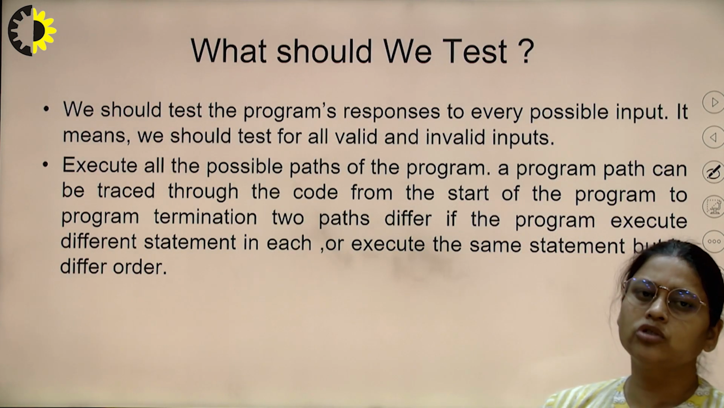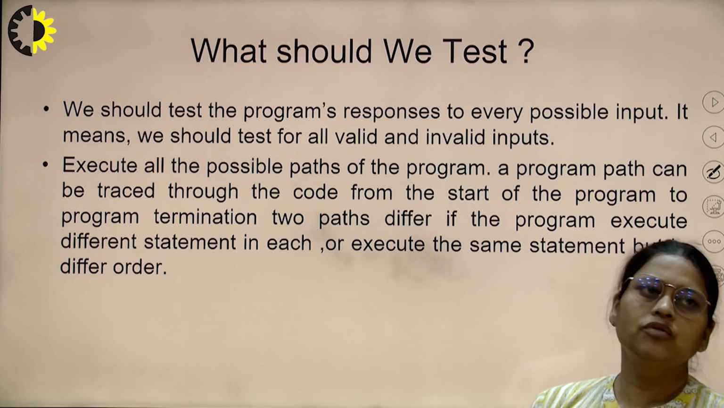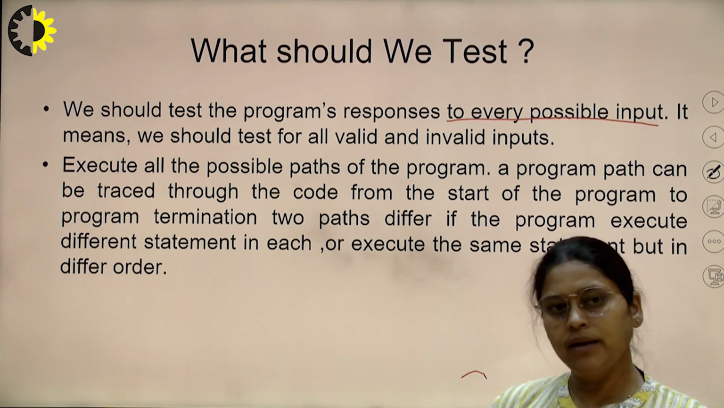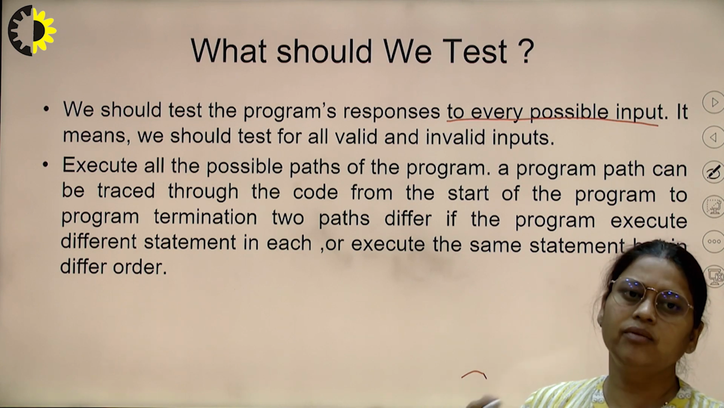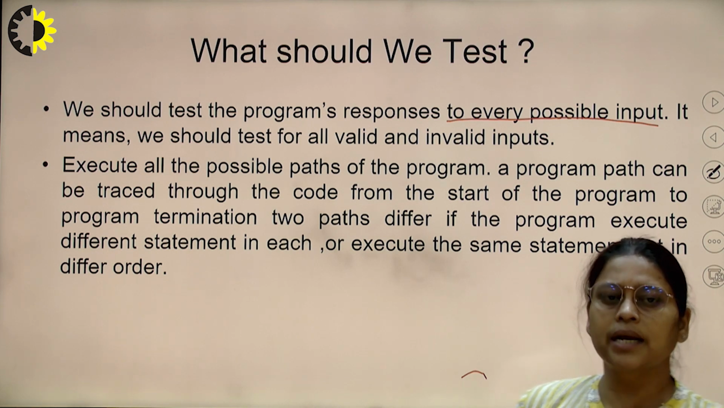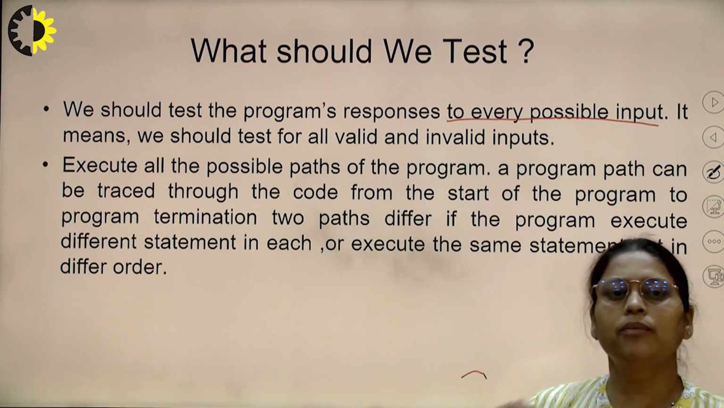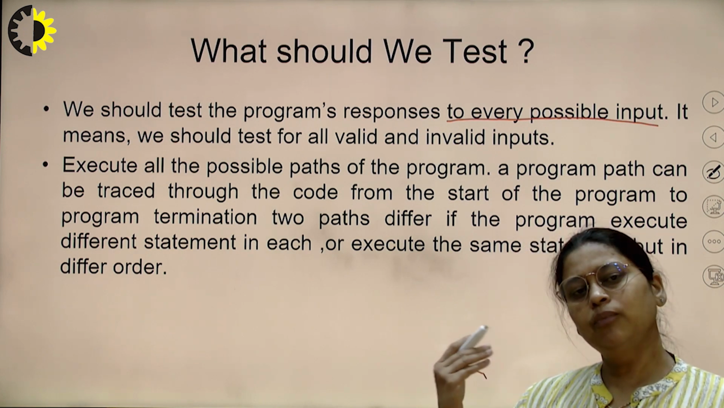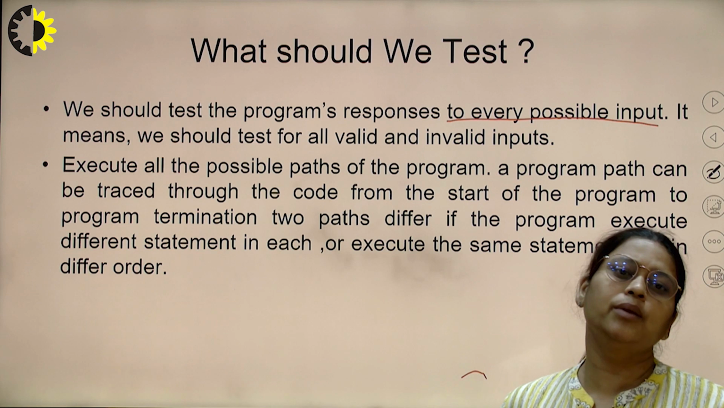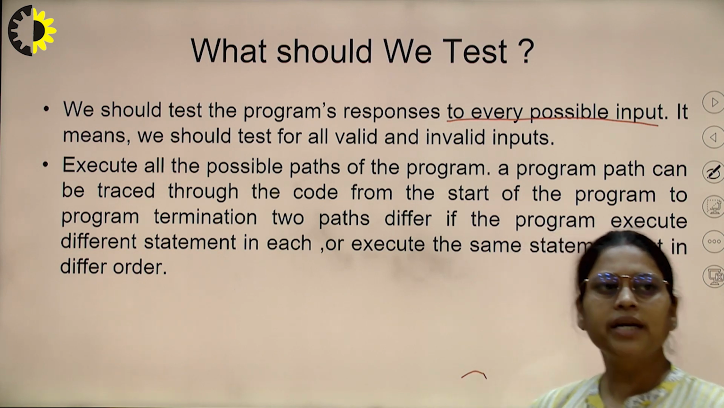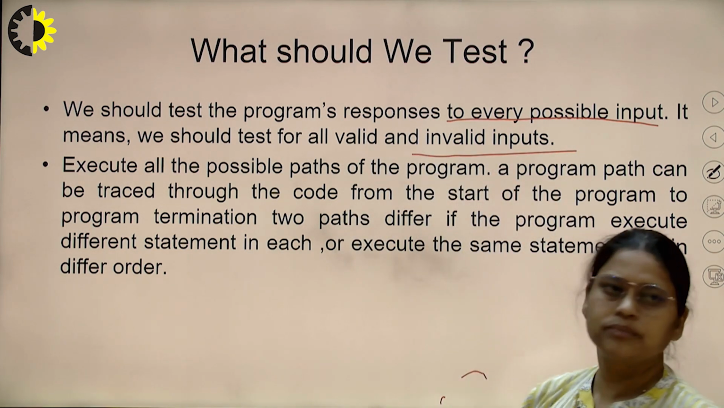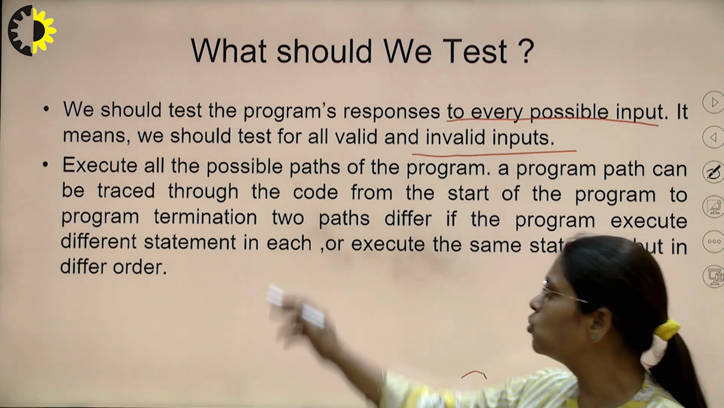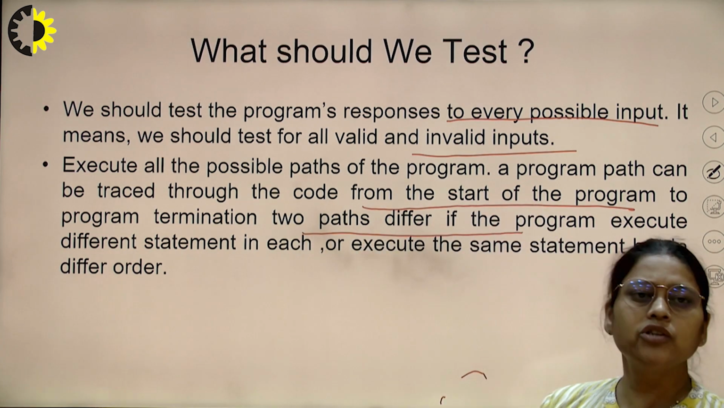What should we test? We should test the program's response to every possible input. When we start testing, we perform various types of testing strategy. One criterion is that we give some input into the system and then check the output corresponding to that input. We have to check the software at each and every possible input value, so we should test for all valid and invalid inputs. We also have to execute all the possible paths of the program. A program path can be traced through the code from the start of the program to its termination.